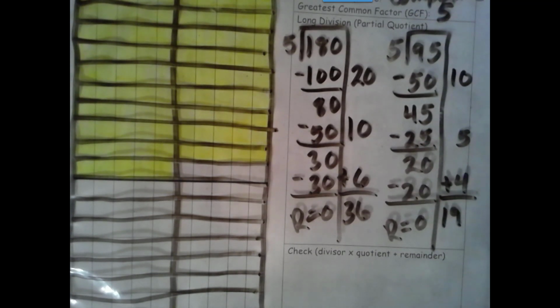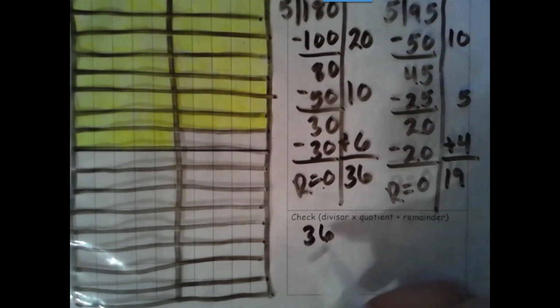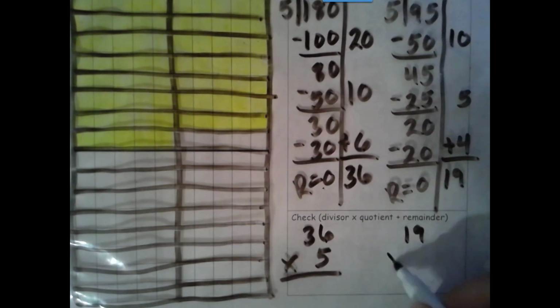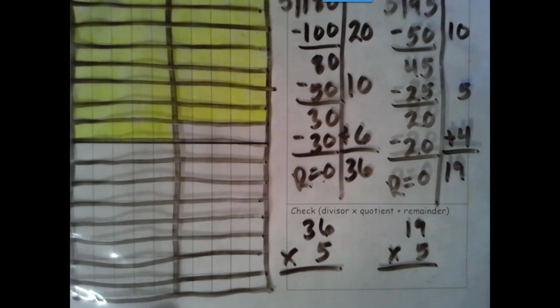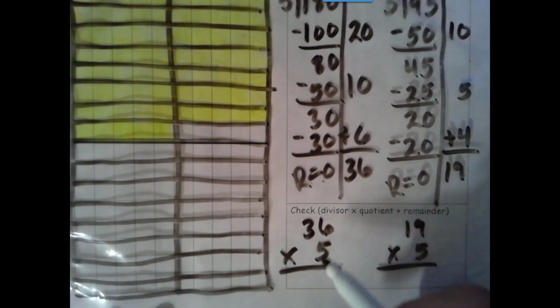Okay, let's check our answers. Divisor times quotient plus remainder. It's called our inverse operation. Now, since our remainder is 0 for both, and the identity property of addition says when you add 0 it stays the same, we don't need to take the time to add 0.